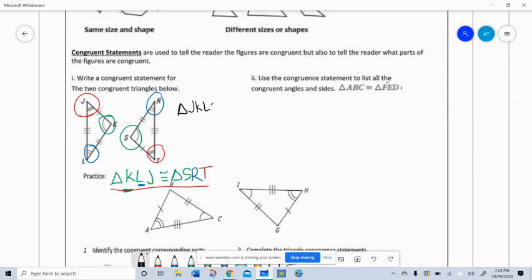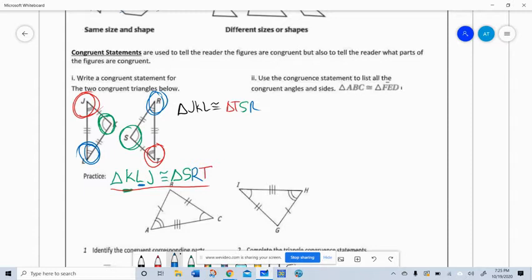If I went JKL, then I would need to say, if I start with J, the angle that's congruent to J is T, so I would have to have triangle T. The angle that's congruent to K is S, so I'd have to have S second. And the angle that's congruent to L is R. And so these are two different examples of a congruence statement that I could make about those triangles. There are lots of different ones that I could do. Those are just two that I happen to pick, okay? But there are actually several different combinations that we could use.